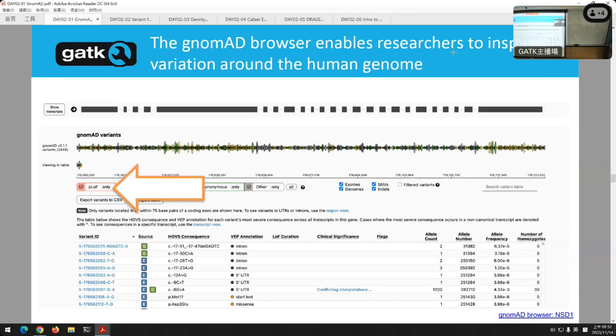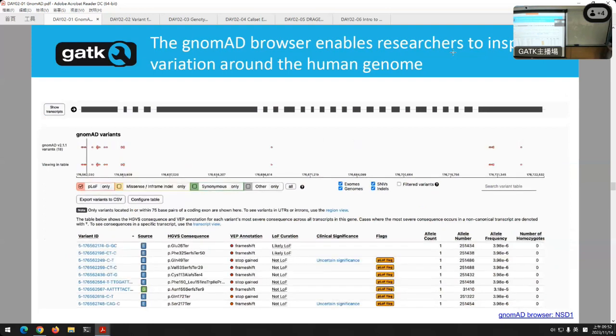If we're only interested in variants of a certain mutational consequence, so here, let's say we're only interested in variants that we think are likely to cause loss of function of the protein encoded by NSD1, we can click this "pLoF only" button, and we can filter to only variants that are annotated as probable loss of function. So we now only see red dots across the gene, and the table also only shows variants that are probable loss of function variants.